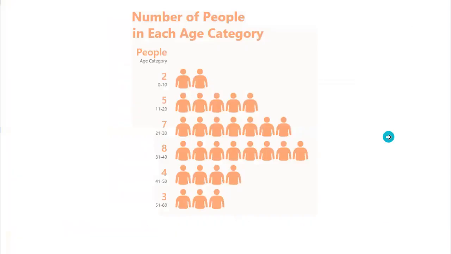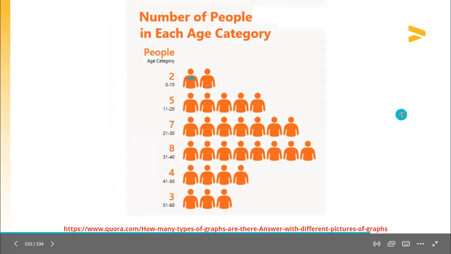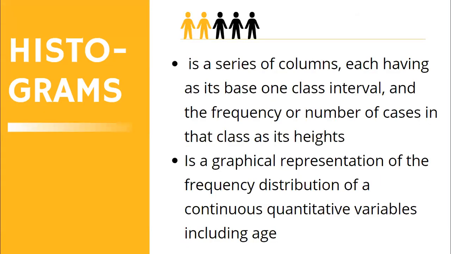And another representation, like this, it has a title. So the number of people in each category, wherein each picture represents one person. So this is actually a good pictograph, with reference below the footnotes. And lastly, we have what we call histograms. This refers to a series of columns having one class interval and the frequency or number of cases in that class as its height. It's a graphical representation of a frequency distribution.